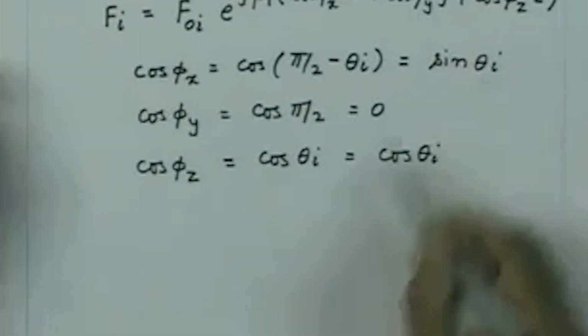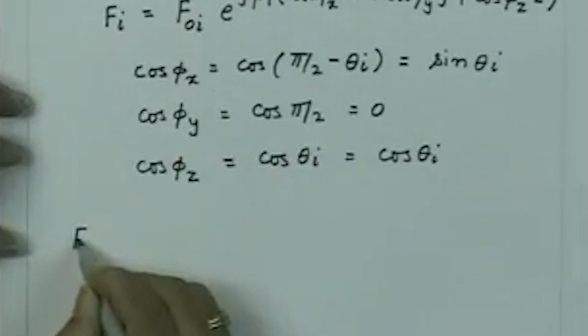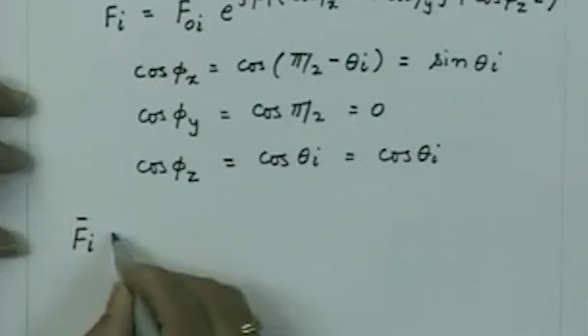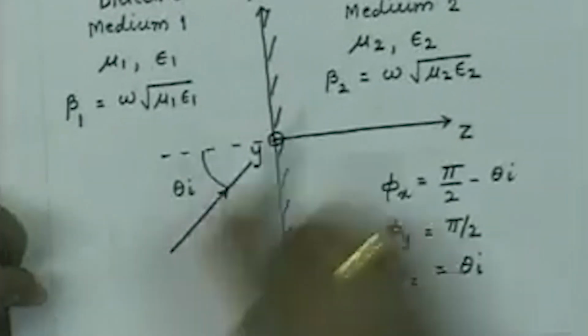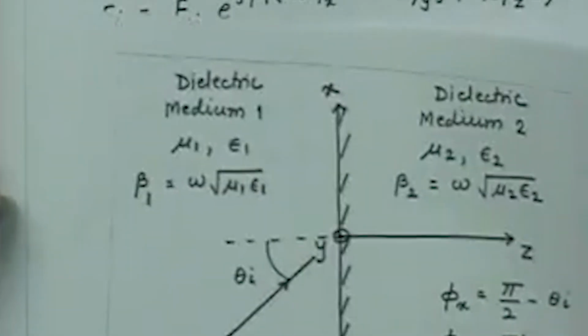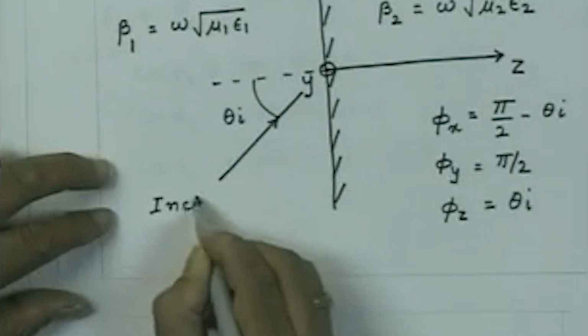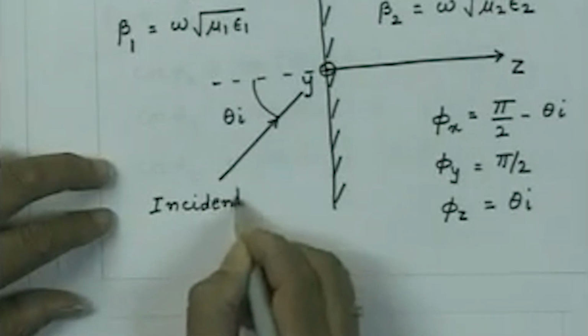So, if I substitute this in the expression for the fields, in general the incident field, we call this wave an incident wave, because that is what is incident on the dielectric media, and that is what this suffix I denotes. This I essentially gives you the incident field. So, let us call this as incident wave.